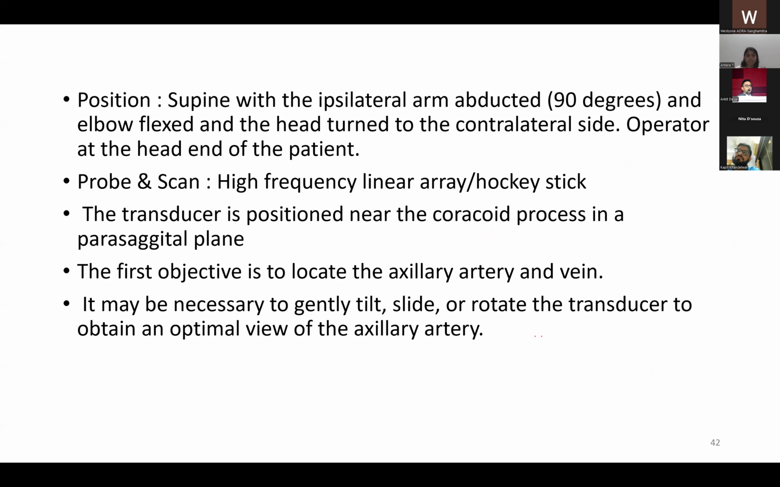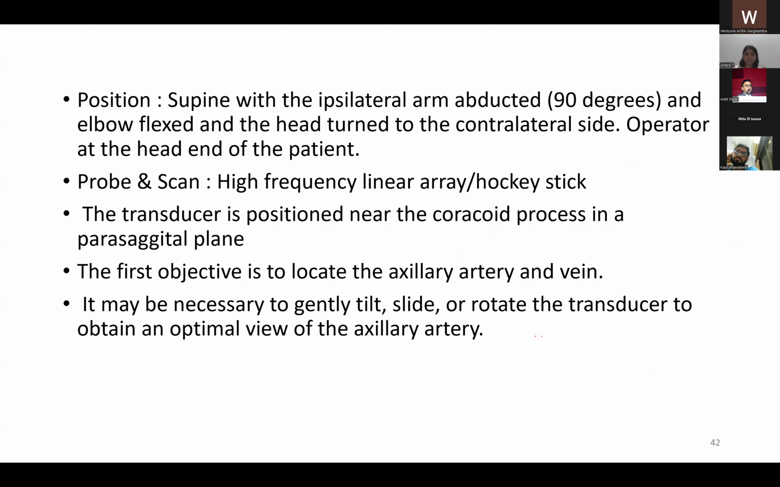In this block, the position of the patient is supine with ipsilateral arm abducted at 90 degrees and elbow flexed with the head turned to the contralateral side. The operator stands at the head end of the patient. The probe used is a high frequency linear array probe or a hockey stick probe for very small children. The transducer is positioned near the coracoid process in a parasagittal manner, inferior to the coracoid process.